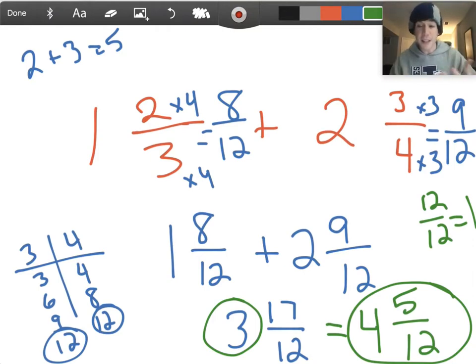Now, these strategies can be used to add together any fractions, any 2 or 3 fractions, finding your common denominator first, and then thinking about what your answer looks like. Do I have an improper fraction, and how can I deal with that if I have an extra whole in my answer? So use these strategies to add together fractions and see if they work for you.